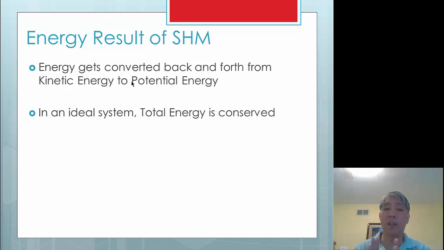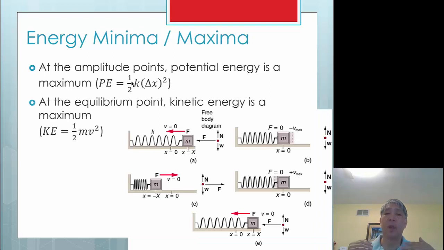Ideally, and that's the type of system we're going to work with mostly until we get to the engineering option, the total energy is going to be conserved the whole time. We don't lose any energy due to friction or air resistance or anything like that. It's important to remember where we experience those minimum and maximum points for energy, velocity, and acceleration.